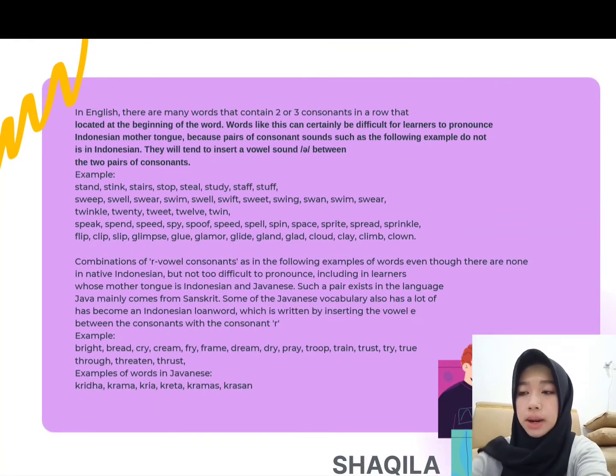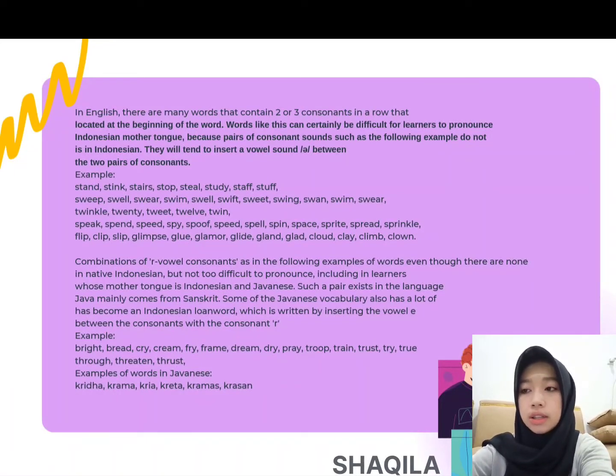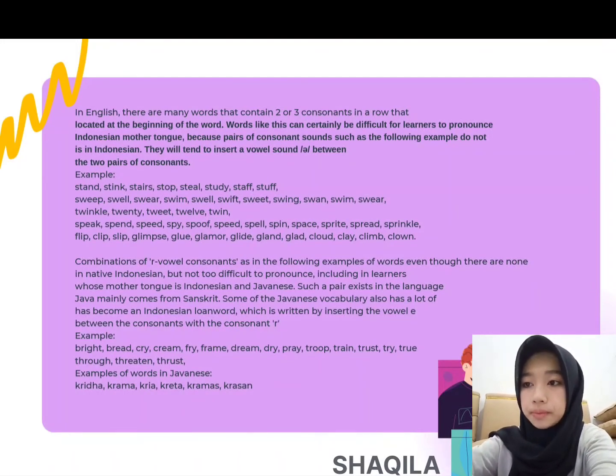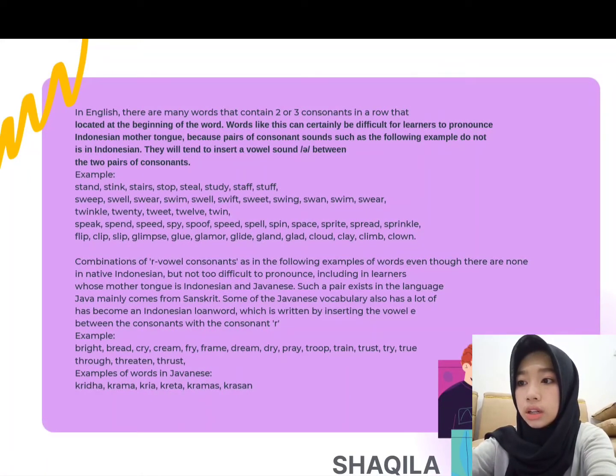In English, there are many words that contain two or three consonants in a row located at the beginning of the word. Words like this can certainly be useful for learning to pronounce, because Indonesian mother-tongue speakers do not have such clusters of consonant sounds. They will tend to insert a vowel sound between the two consonants.